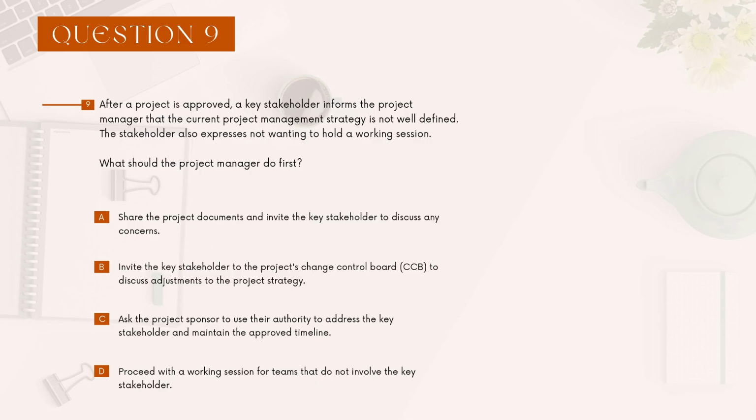At this time. So anyways, question number 9, after a project is approved, a key stakeholder informs the project manager that the current project management strategy is not well defined. The stakeholder also expresses not wanting to hold a working session. What should the project manager do first? Problem is that the project is not well defined. That's what it is.